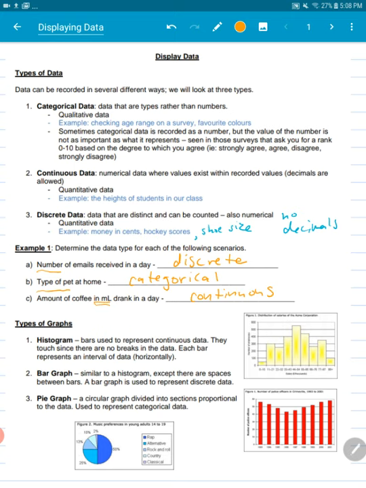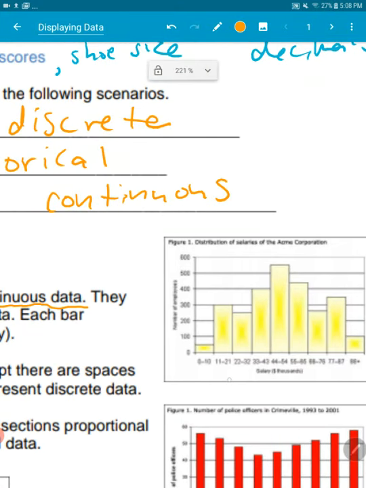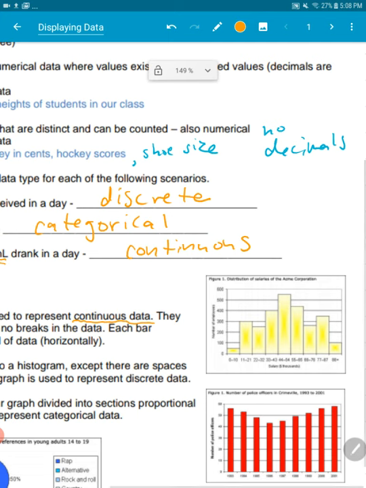So after we do all the data collecting and we have our type of data, then we have to decide what type of graph do we want to use to show it. So the first one you may have heard of and maybe not seen in a while is a histogram. This is a type of bar graph, and the bars are used to represent continuous data. And remember how we said that continuous data has no decimals? So our bar graphs actually touch because there's no breaks in the data. Each bar represents some kind of an interval. So usually we're looking for some kind of a range, which you can see here like 0 to 10, 11 to 21. There's some sort of range.